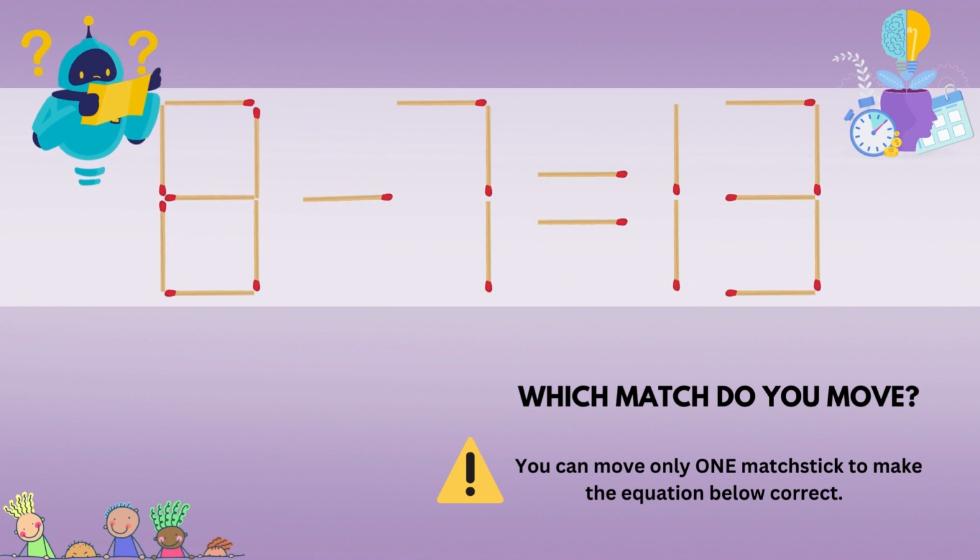The matchstick that needs to be moved is the top right vertical matchstick on the 8. Shift it to the minus sign and make it a plus sign. Now your equation reads 6 plus 7 equals 13, which is very much correct. Wow!